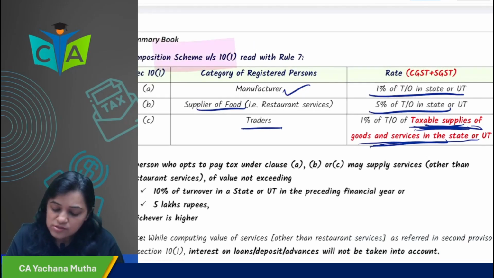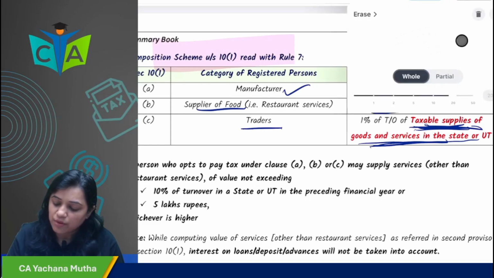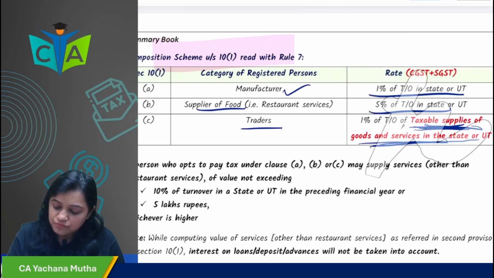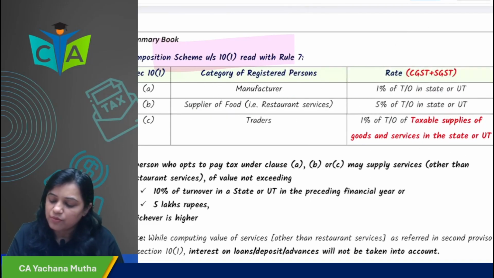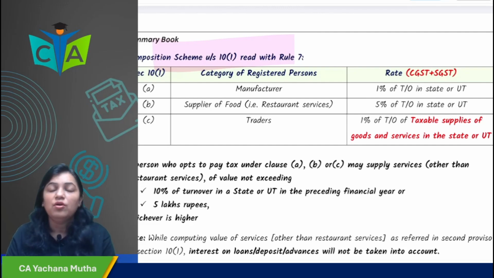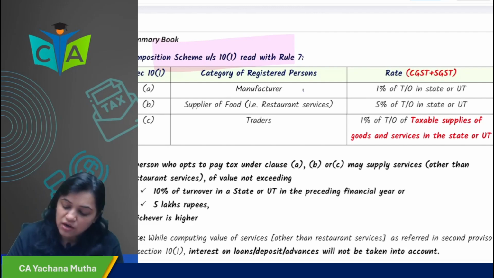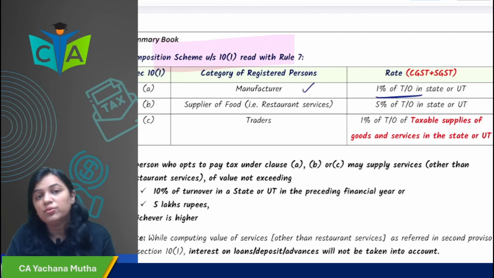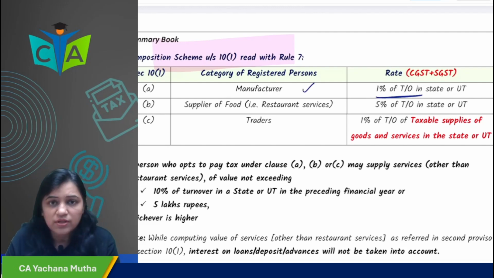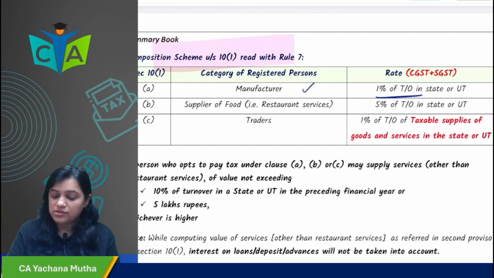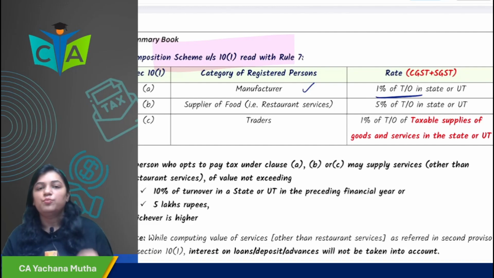So, in case of the composition scheme, what is important? What category of registered person you are. If you are a manufacturer, 1% of the turnover in the state or union territory. Turnover in the state or union territory definition we have already seen. You have to pay tax like this. This is CGST plus SGST.